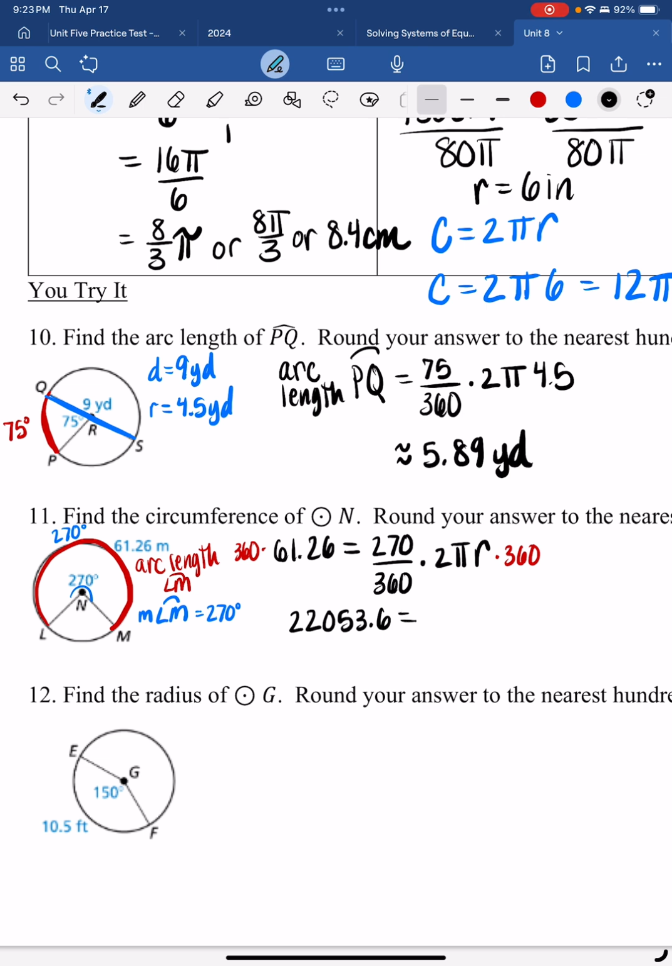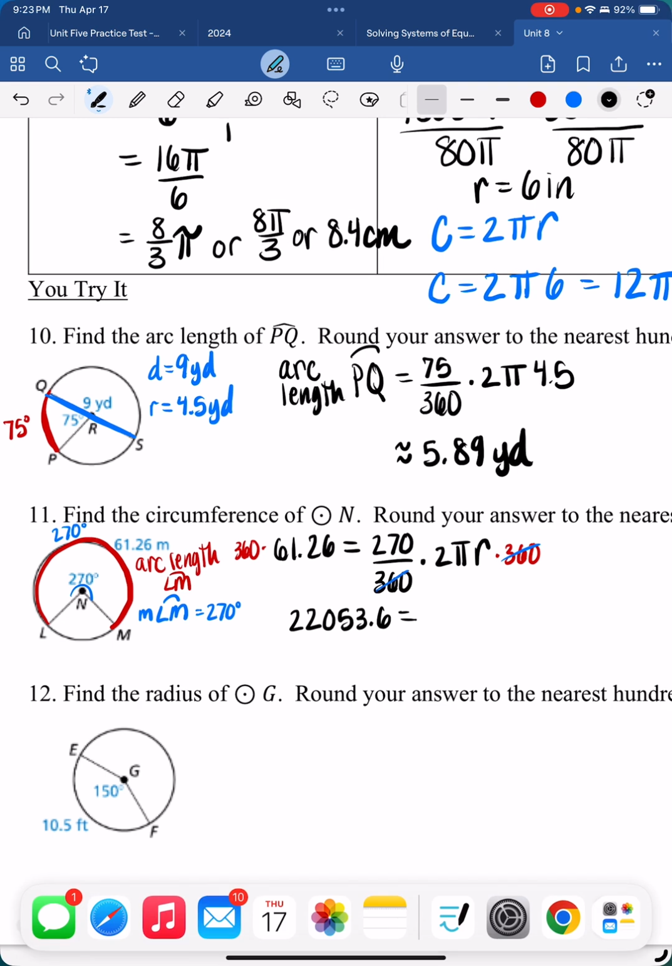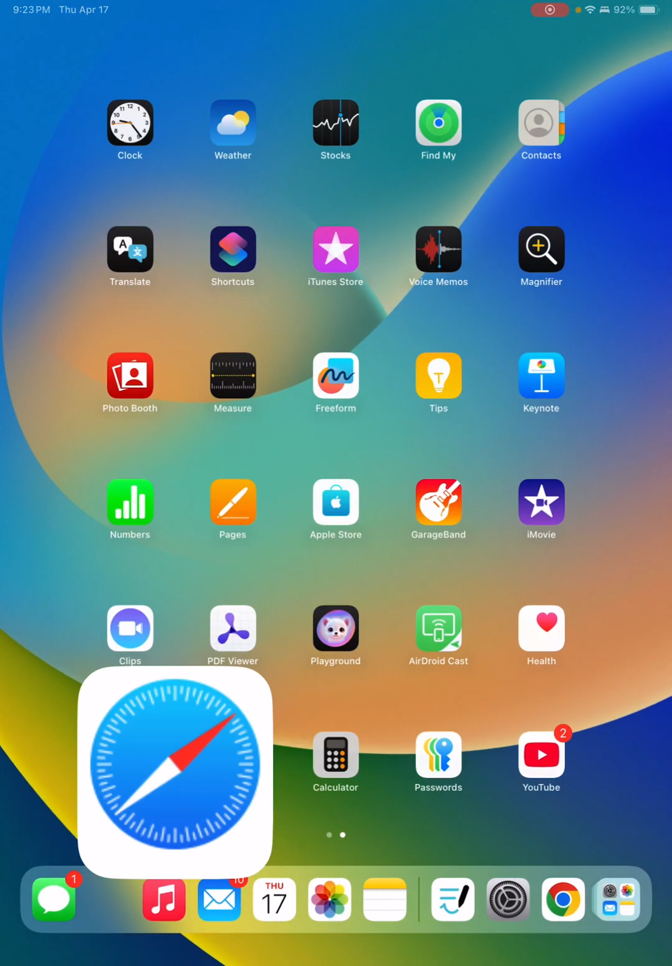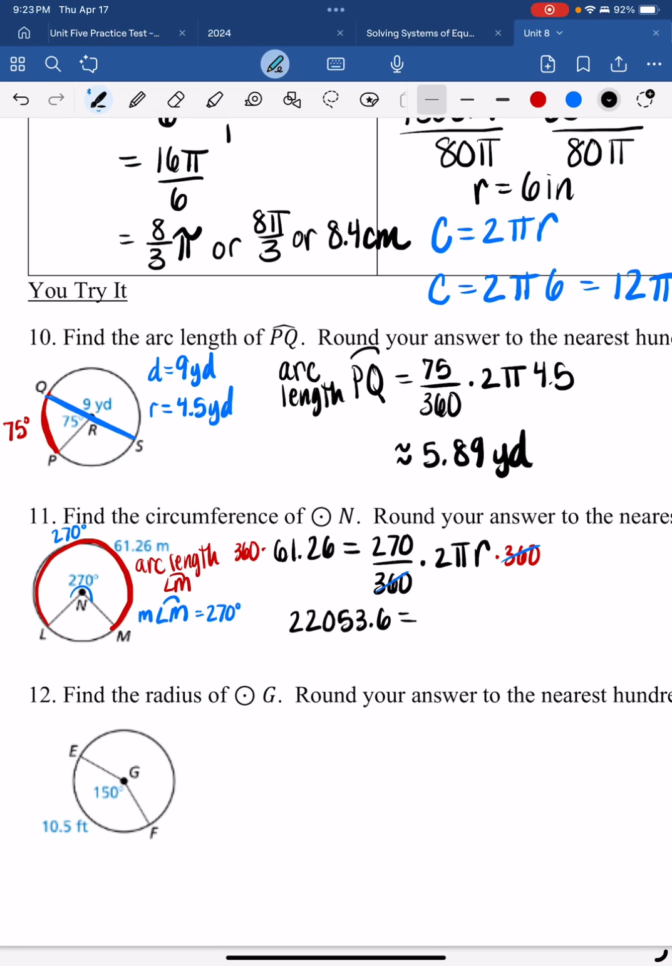This is going to be equal to, and just keeping track of what we're doing, these 360s are dividing out. We could multiply 270 by 2. So if we wanted to calculate that, 270 times 2, it's going to give us 540. We have 540 pi r. So now we need to solve. So we're going to divide by 540 pi to get radius by itself.